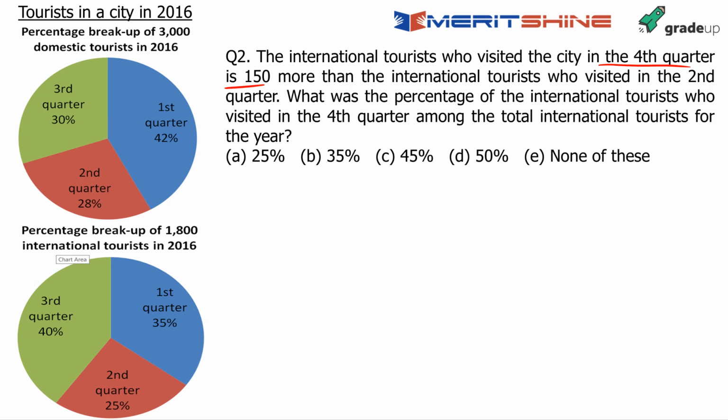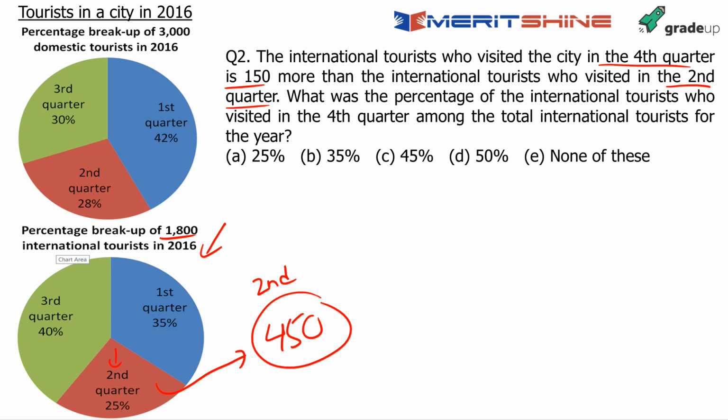International tourists, we are looking at this one. Fourth quarter is 150 more than the international tourists who visited in the second quarter. Simple, let's calculate. Where is the second quarter here? Second quarter is this quarter. Fine. 25% of 1800, this number. How much is this? I can do it directly. 450. Fine. So this is the second quarter number, this 450, international tourists in the second quarter.